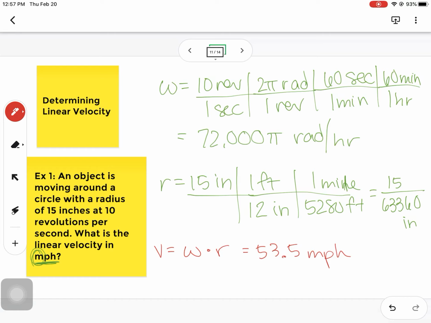So again, this is the same problem we did a minute ago, but it required more transformation because I didn't want it in seconds, I wanted it in hours, and I didn't want it in inches, I wanted it in miles. I apologize.